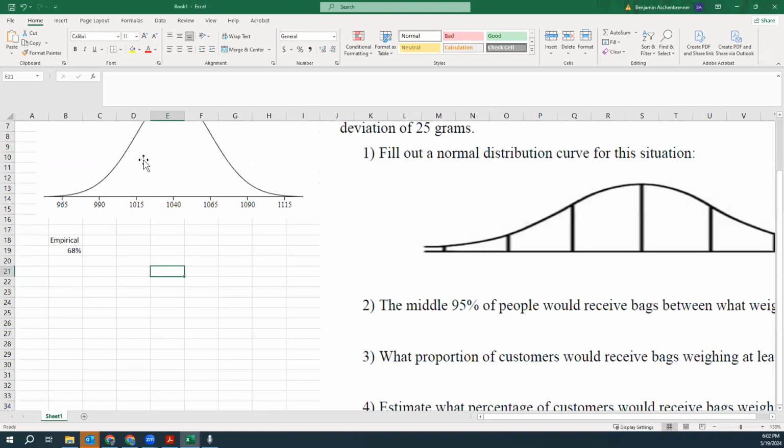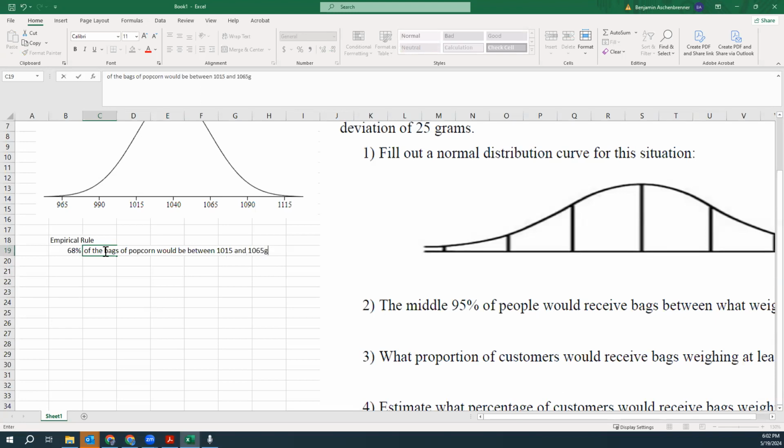So one would be 68% of the bags of popcorn would be between 1015 and 1065 grams. Put my G in there. And then one more step up would be 95% of the bags of popcorn would be between 990 grams and 1090 grams.